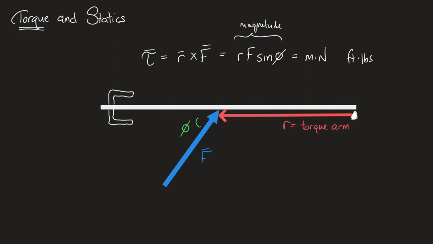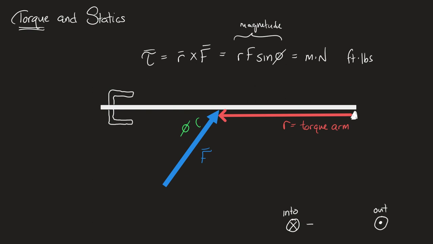First, the direction of the torque is into the board. There's got to be a way to communicate that, and there is. To indicate a vector is into the board or out of the board, we use either a circle with a dot or a circle with an X. A circle with an X is into the board, and a circle with a dot is out of the board.